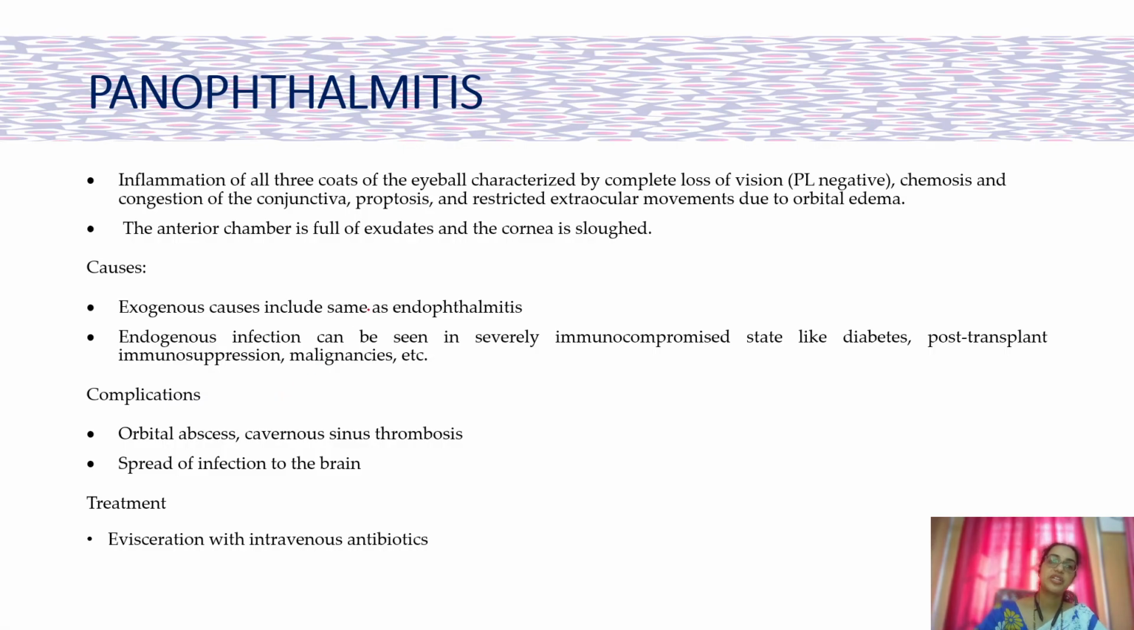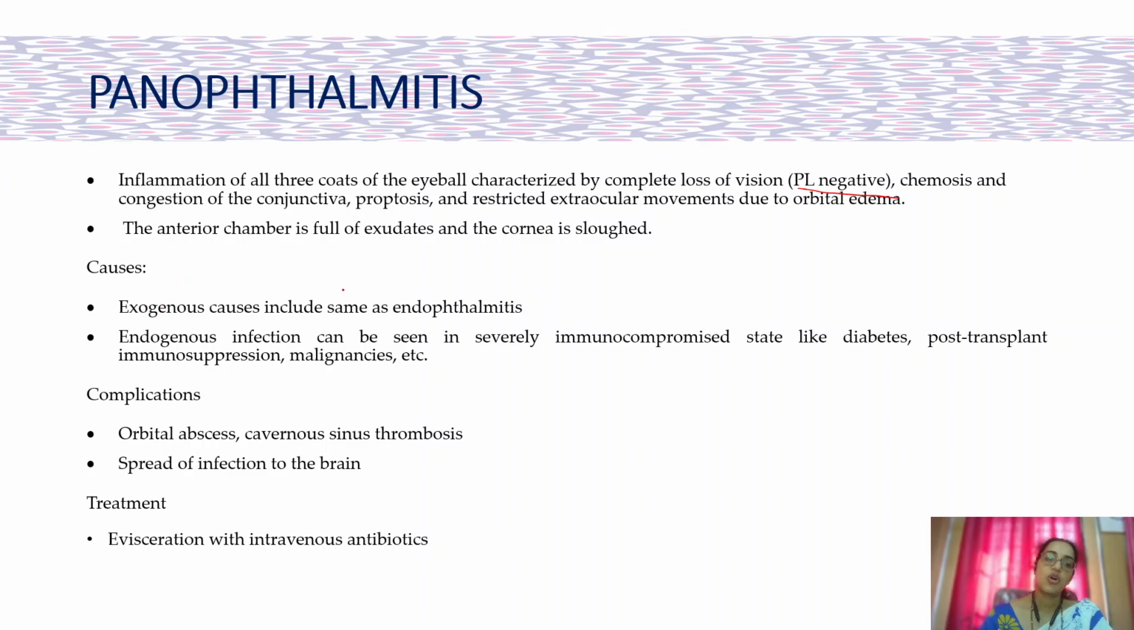So what is panophthalmitis? It is a higher grade of inflammation than endophthalmitis. There is inflammation of all the three coats of the eyeball and it is characterized by complete loss of vision. There is no perception of light. There's chemosis, there's congestion of conjunctiva, there's proptosis and restricted ocular motility due to orbital edema. The anterior chamber is full of exudation and the cornea is flat.